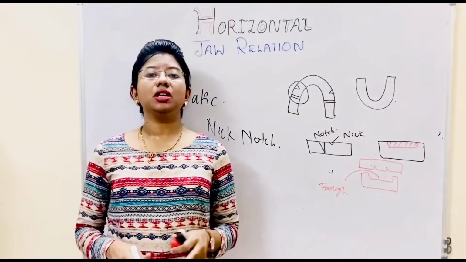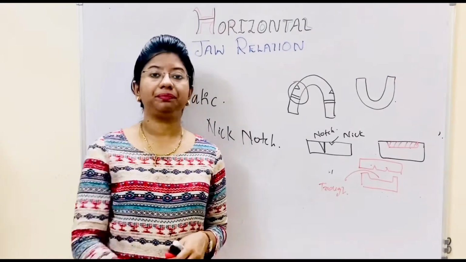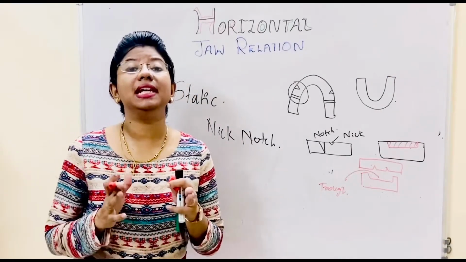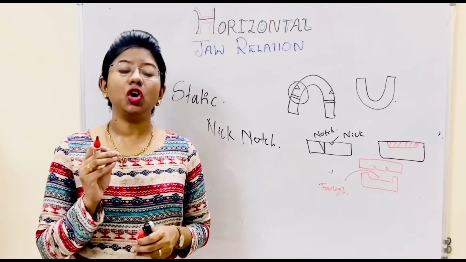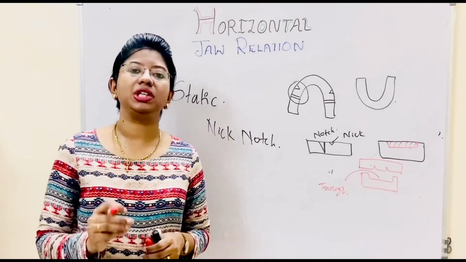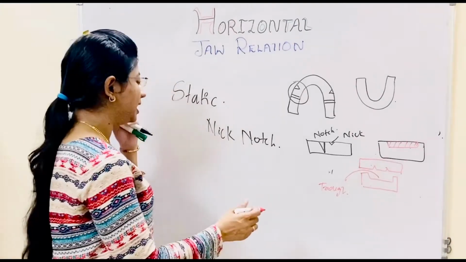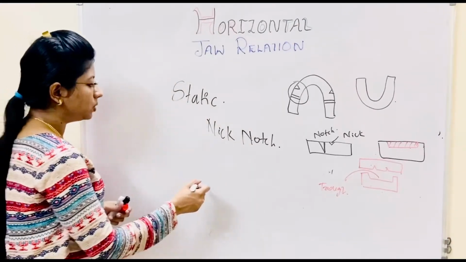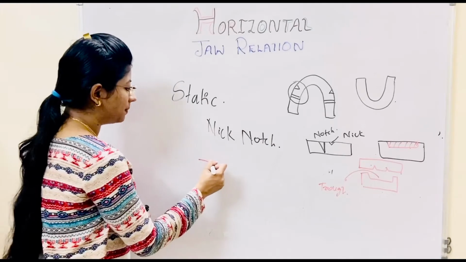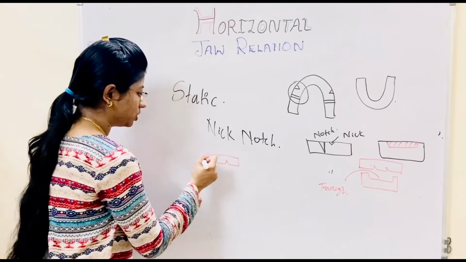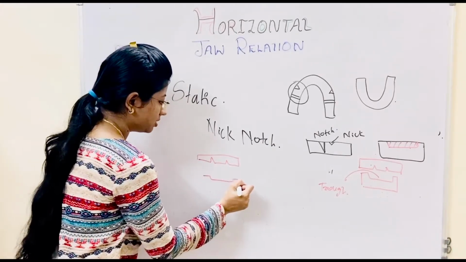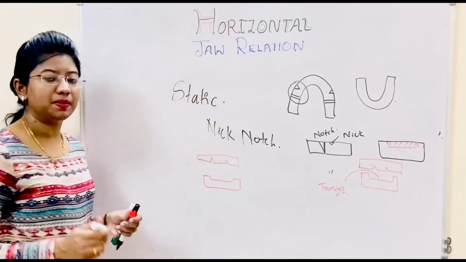What is the importance of a nick and notch? The nick prevents the lateral movements and the notch prevents the antero-posterior movement. Why do you need to prevent that? Basically, while recording the relation, you just place this rim in the patient's mouth with both nick and notch, okay? So if this is the patient's mouth and this is the trough, I have placed both the rims in the patient's mouth.